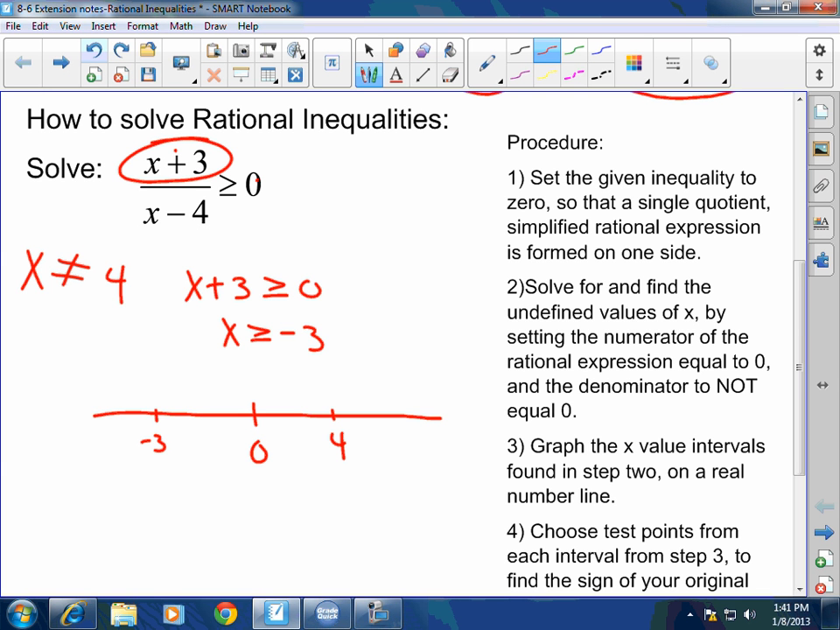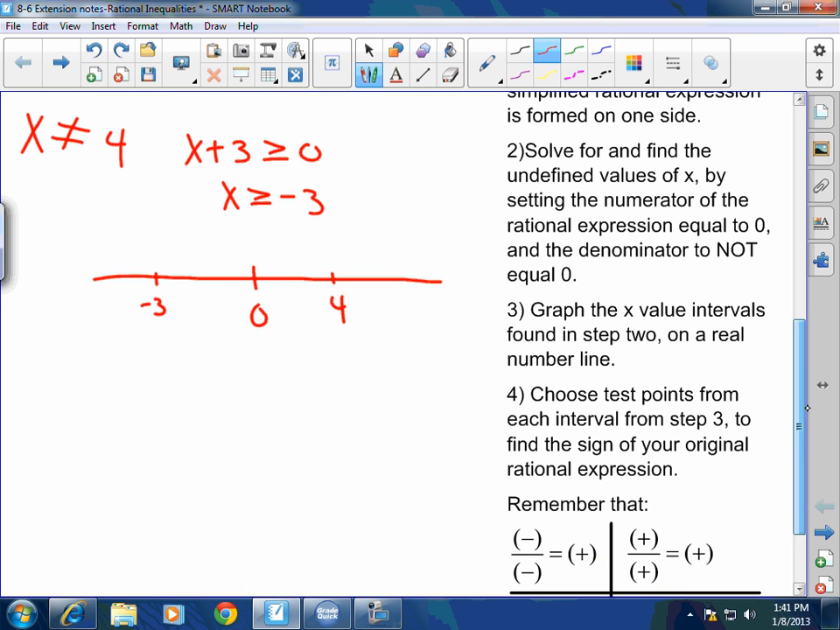Now, this is the part that gets everyone all messed up. Choosing test points. Okay. Once we have the values, we knew that there was a negative 3 involved here. We got the negative 3. There was a 4 involved here. We got the 4. We have to test each interval. You have to choose test points from each interval from step three to find the sign of your original rational expression.